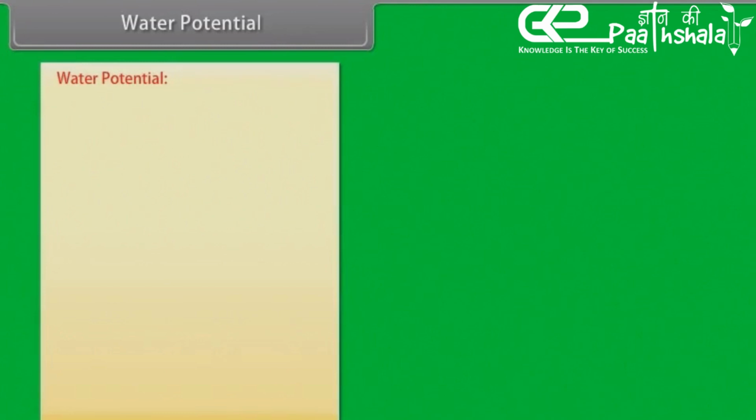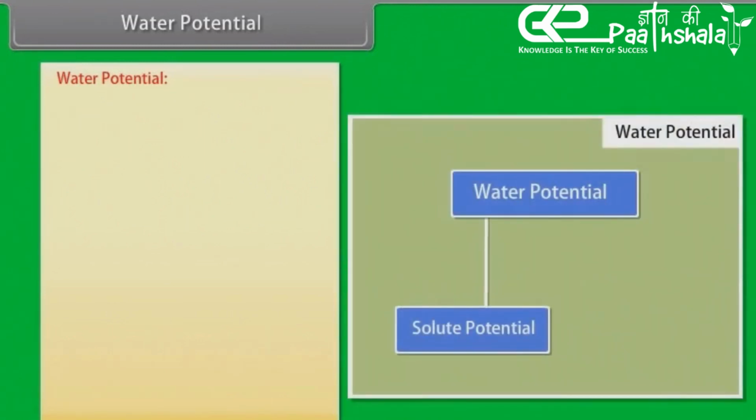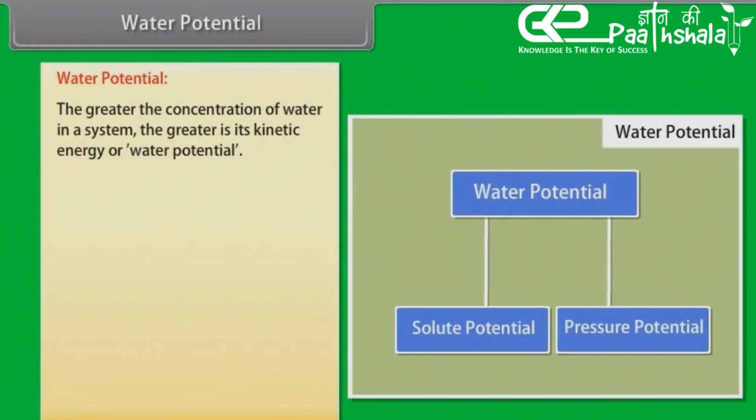Water potential. To comprehend water-plant relations, we need to know certain standard terms. Water potential is a concept fundamental to understanding water movement. Solute potential and pressure potential are the 2 main components that determine water potential. Water molecules possess kinetic energy. The greater the concentration of water in a system, the greater is its kinetic energy or water potential. Hence, it is obvious that pure water will have the greatest water potential.